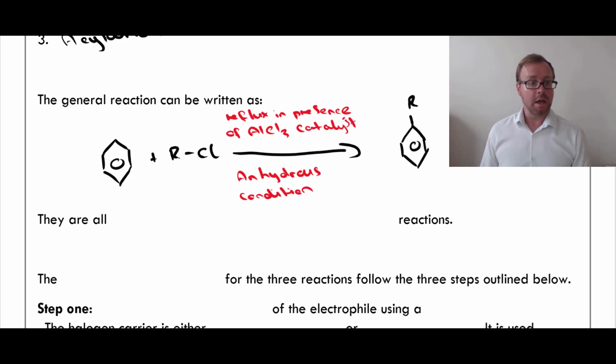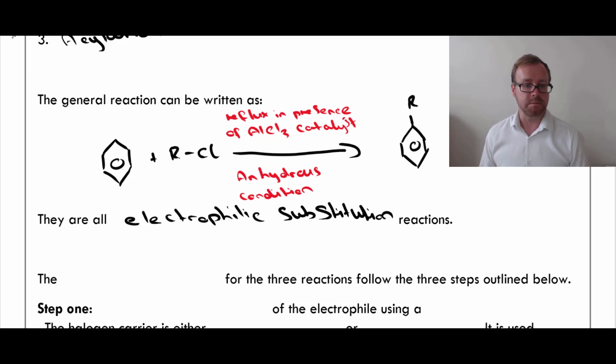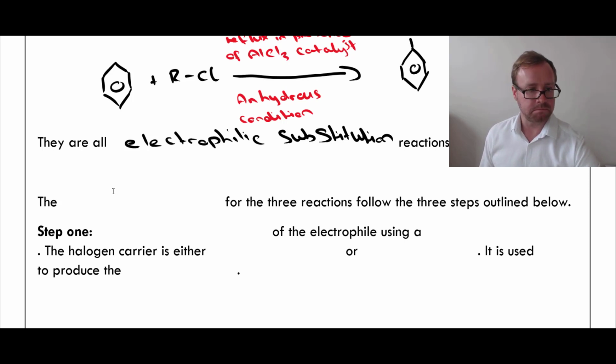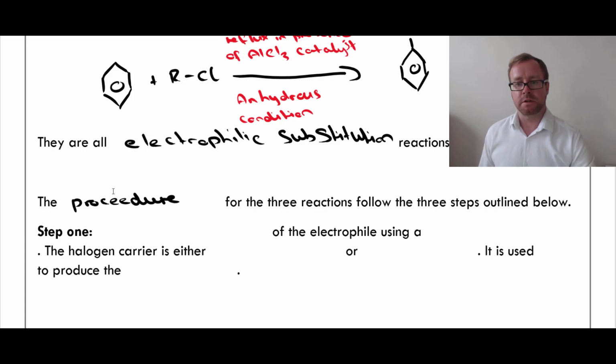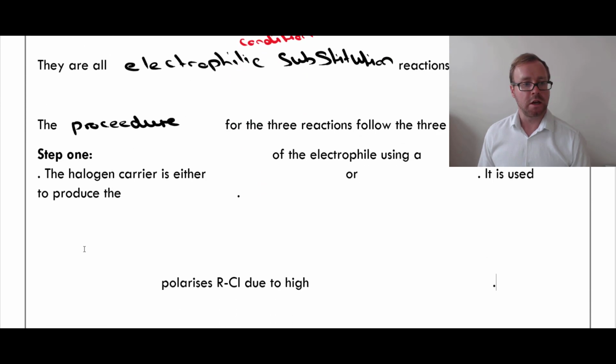So they are all electrophilic substitution reactions or mechanisms, yeah? Okay, so the procedure for the three reactions follow the three steps outlined below. So for halogenation, alkylation, acylation, we always do the same three steps.